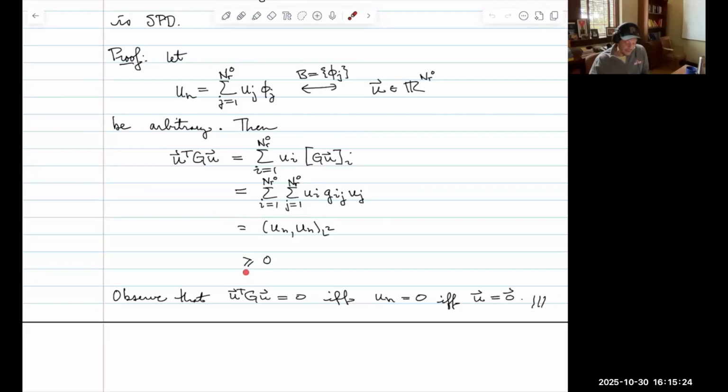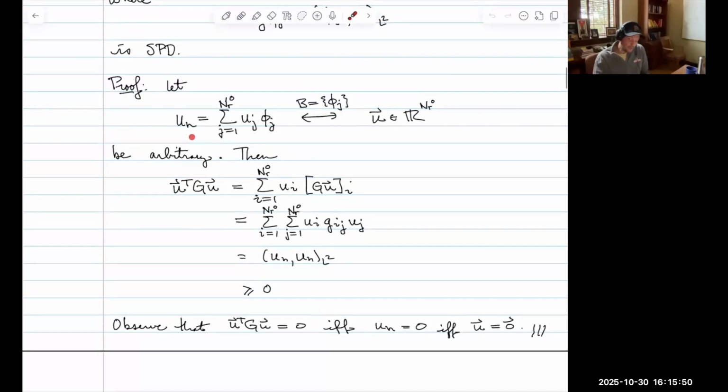This is not exactly SPD. This is what we call symmetric positive semi-definiteness. To make it positive definite, not just semi-definite, I have to show that the only way that 0 can be achieved is whenever u is exactly equal to 0. It's clear from this statement here that the only way I'm going to get 0 is when u_h is the 0 finite element function. But remember I said there's a one-to-one correspondence between these functions. The only way I'm going to get 0 for the finite element function is if I have 0 for the coordinate vector. And so that proves that G is symmetric positive definite.